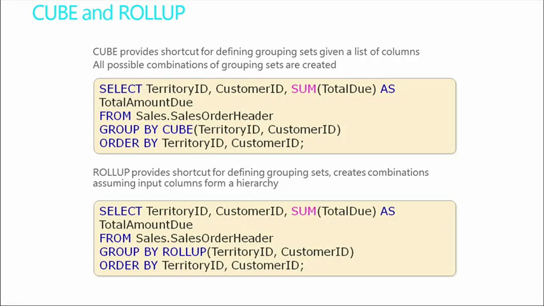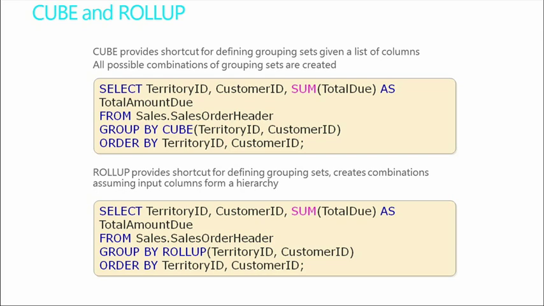CUBE and ROLLUP provide a shortcut for defining these grouping sets. CUBE creates all possible combinations of grouping sets. In this case, we're doing a select of territory ID and customer ID, again a sum for total due, from the sales order header table. We group by, where you throw in the word CUBE, again territory ID and customer ID, and then we order by territory ID and customer ID.